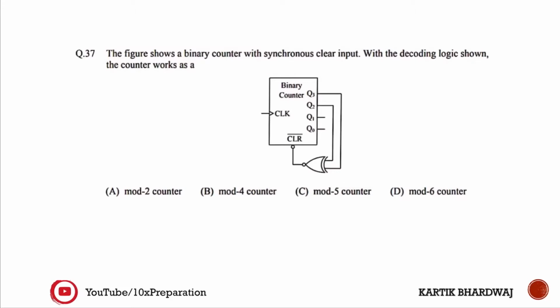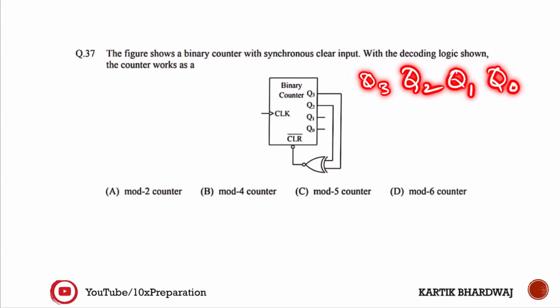Mod means how many clock pulses it can count. Whatever the number of states it can count, that is equal to the number of clock pulses it has to count, and that is the mod of that particular counter. So how many states will it go through? Initially we will proceed normally. Let's say these are 4 bits, q3, q2, q1 and q0.